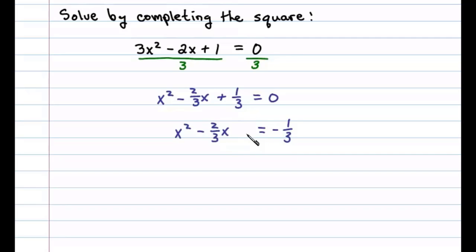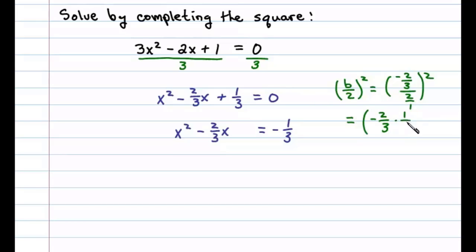Now at this point I left space for the value that's going to complete the square here. To find that value, we need to look at b over 2 squared. Now in this case, since the leading coefficient is 1, b is negative 2/3. So we need to calculate negative 2/3 divided by 2, and then square that. So in this case, we have negative 2/3 times 1/2 squared, which is equal to negative 1/3 squared, or 1/9. So 1/9 is the value that's going to complete the square.